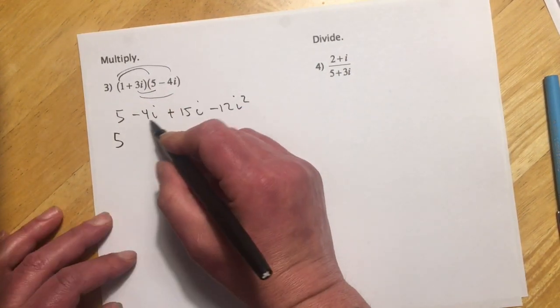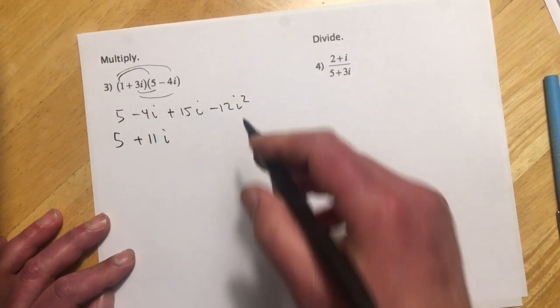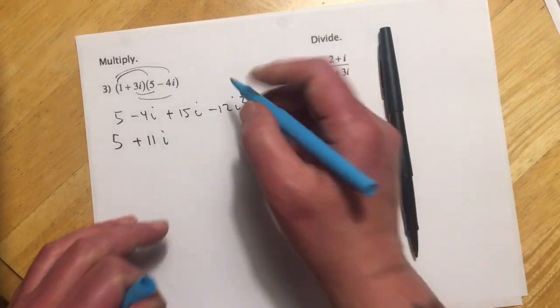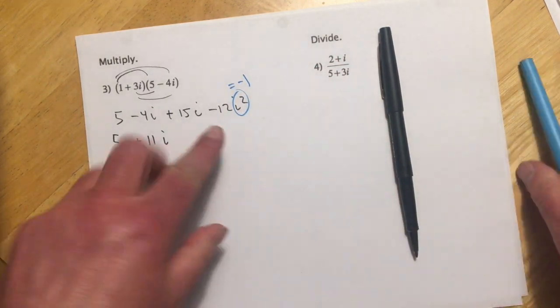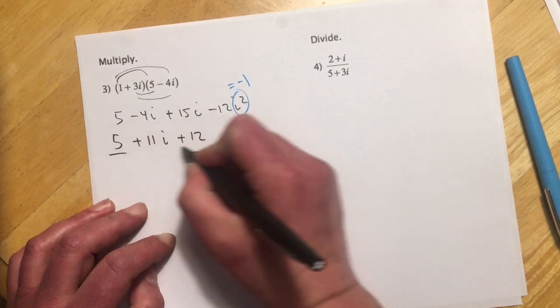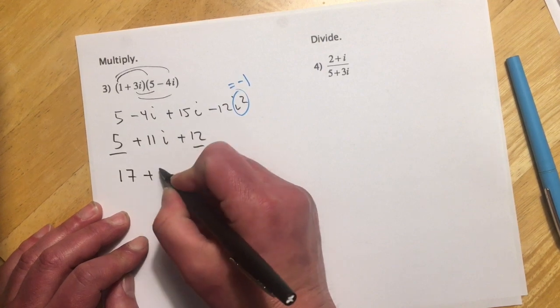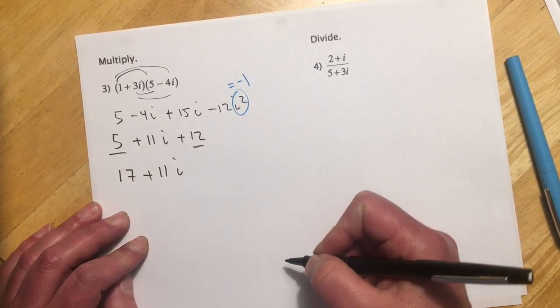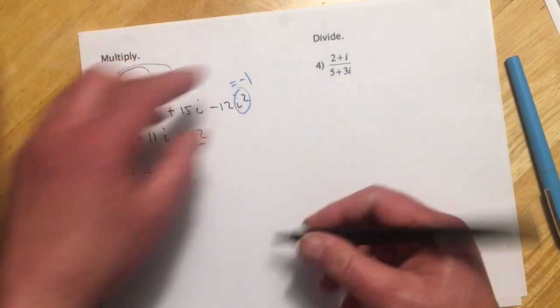Here, let's see, minus 4i plus 15i is going to give me 11i. And then remember that i squared equals negative 1, so what that does is flips the sign on the 12. And then I've got a couple more like terms, so the final answer for this is 17 plus 11i. And then, oops, one more.